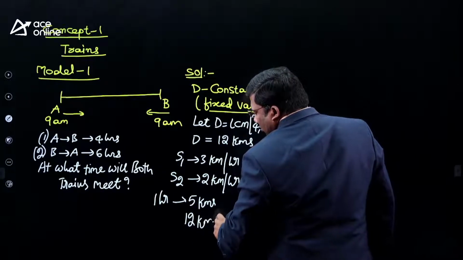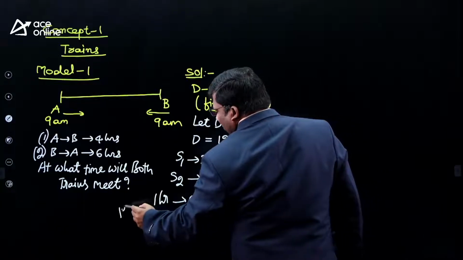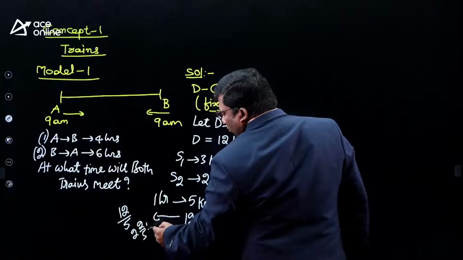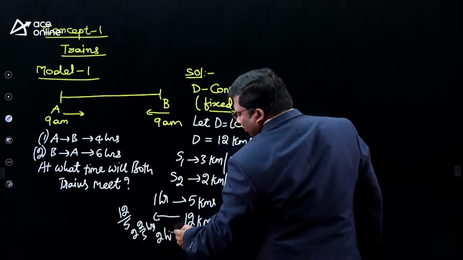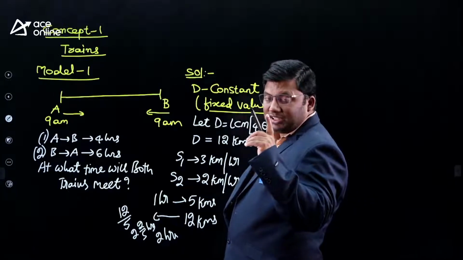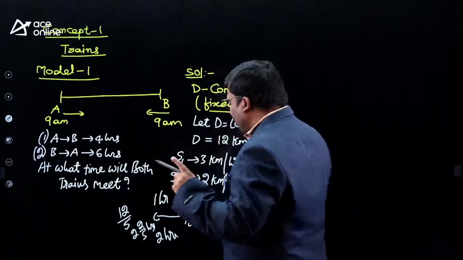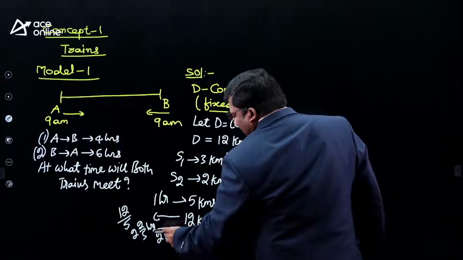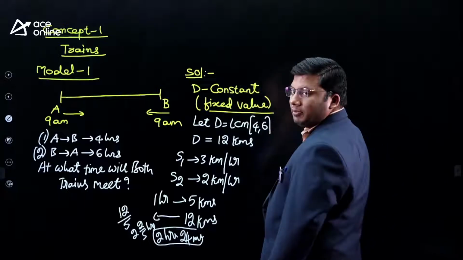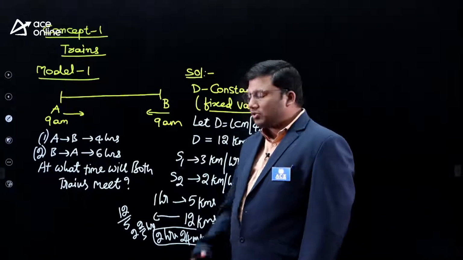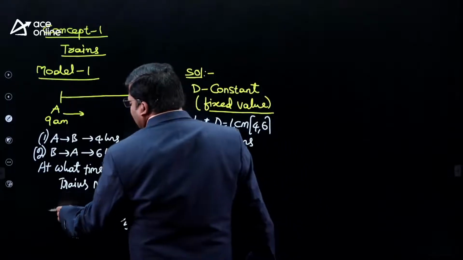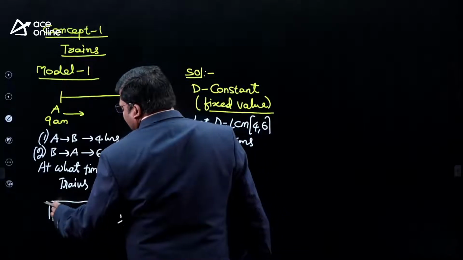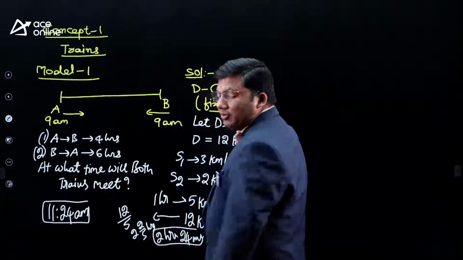12 kilometers. So 1 hour for 5 kilometers; 12 kilometers is 12 by 5, which is 2 hours and 2/5 of an hour. An hour is 60 minutes. 2/5 of 60 is 24 minutes. That means they will meet after 2 hours 24 minutes from 9 o'clock. At what time will they meet? 11:24 a.m.